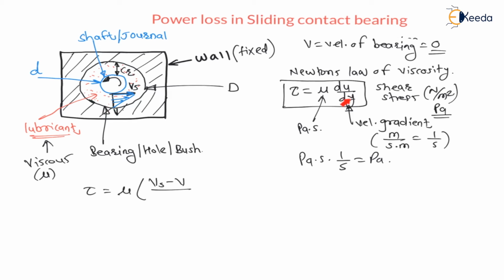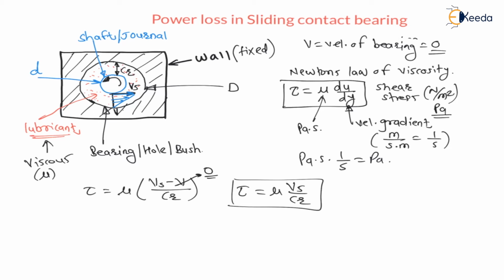This gap is called dy, which is nothing but the radial clearance. Therefore tau is equal to, see my dear students, already we have learned that the bearing is stationary, moving with zero velocity. Therefore it becomes mu times velocity of shaft divided by radial clearance. This is a torsional, or sorry, frictional shear stress.